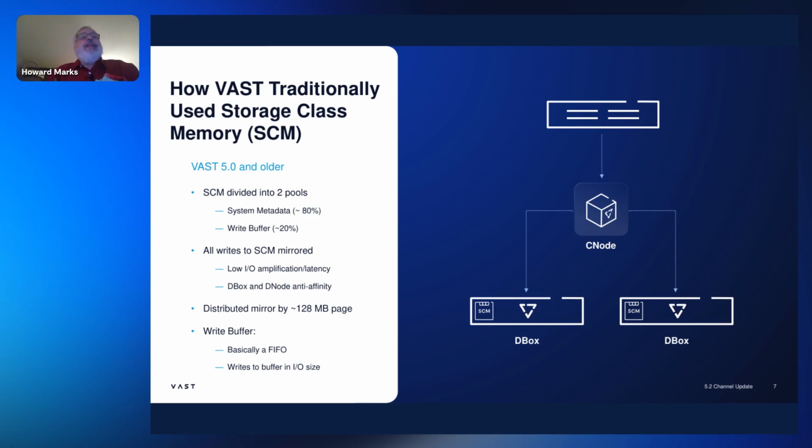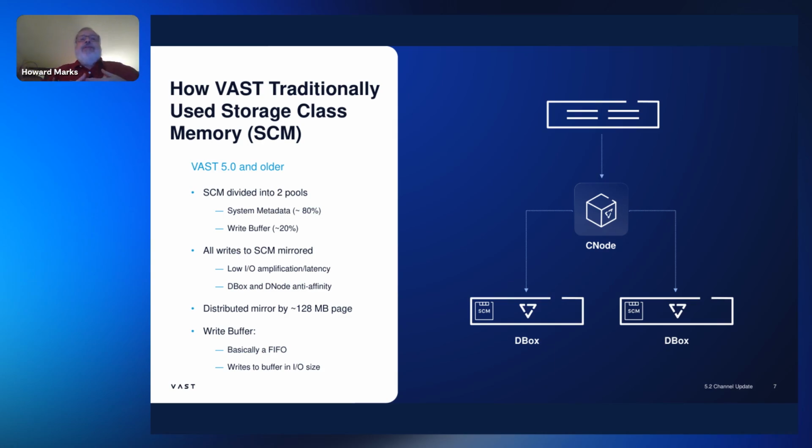We have traditionally protected data while it's in SCM the way people have protected caches and write buffers traditionally, and that's by mirroring. Mirroring gives you low I/O amplification, allows you to make small writes effectively. And when we mirror, we have both D-box and D-node anti-affinity, which means that we spread the two copies of any page of data in the SCM as far as possible across the cluster. Data is mirrored in 128 meg pages, not mirroring SCM SSDs to each other.